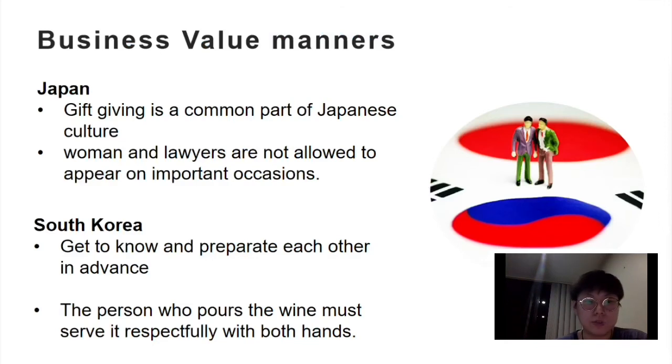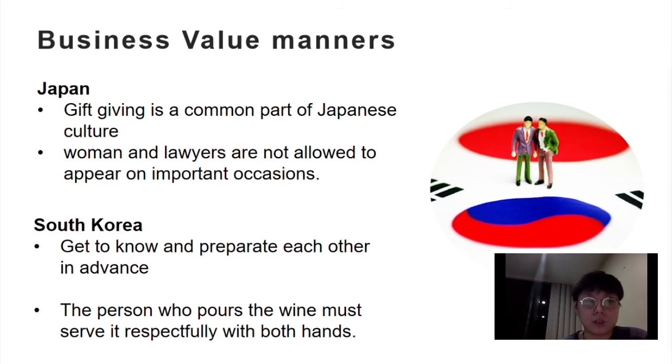In the level of business value manners, gifts are a tool for giving in business communication, which is a common part of Japanese culture. The Japanese will present a gift with both hands. For Koreans, they like to know each other before beginning the business. They will do some research and compare the advantages and disadvantages. People who are responsible for the project can enjoy the time to communicate with people from the other company. But it is a little bit different in Japan.